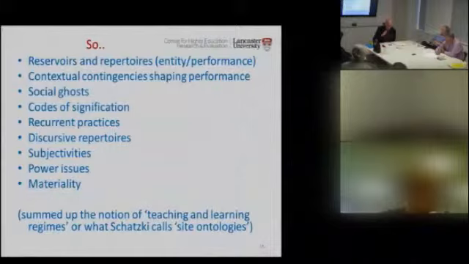Reservoirs and repertoires comes from Bernstein, of course. Same kind of idea. Reservoirs of ideas and practice and local instantiation of it. And of course, social practice theory says that contextual contingencies are all important. So the idea of transfer from one place to another, this theory of change stuff, and adoption of good practice is highly problematic. Context is everything, and adaptation will always happen.